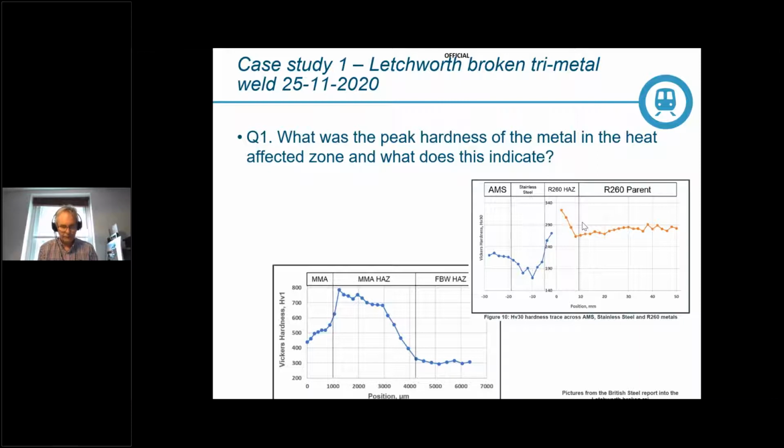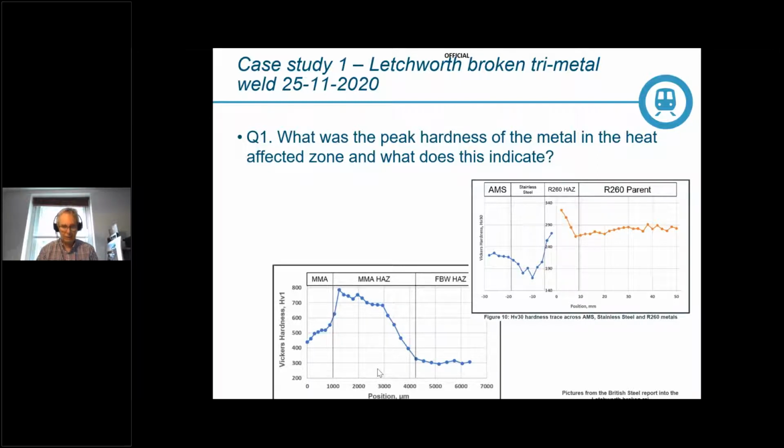So the mean hardness of the AMS was 220 HV, and the mean hardness of the unaffected parent steel was 282 HV30. So that's without going through the repair.